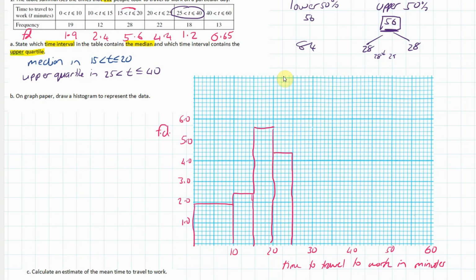And then from 25 to 40, so this is a fatty, that's 1.2. So it's all the way along to there. And then we've got 40 to 60 is 0.65. So 0.65 is probably just 2, 4, 6, sort of a little bit over there. Oh, I've gone a bit high there, but you get the general idea. It's a bit hard to do these graphs like that. Okay, so probably that would be all I would need to do for this.